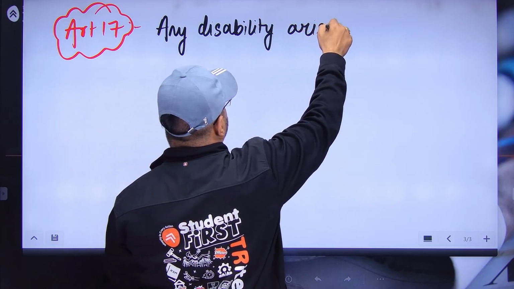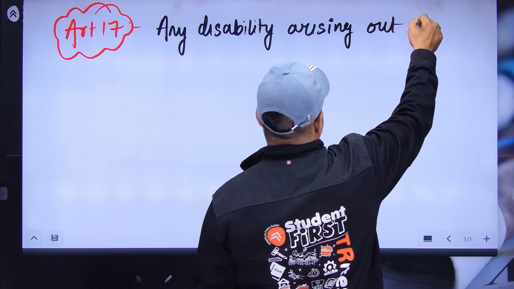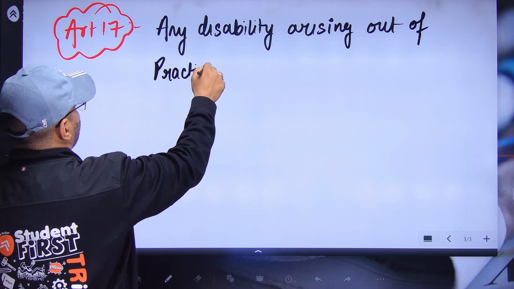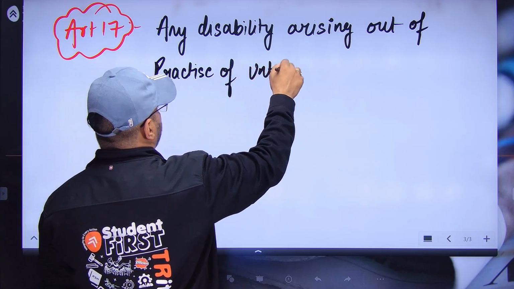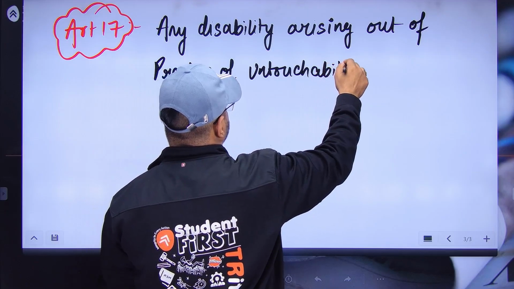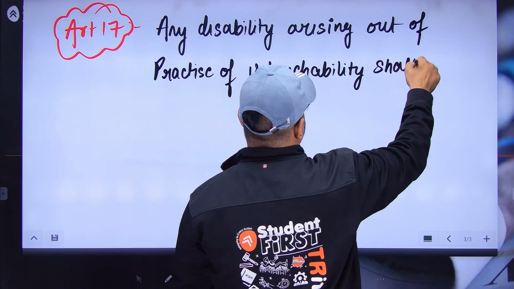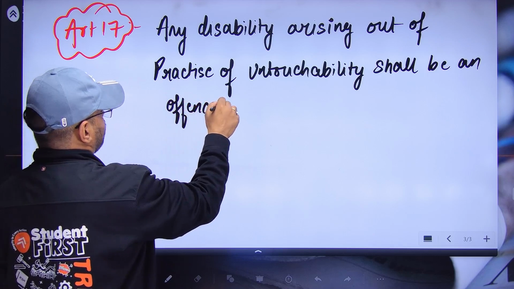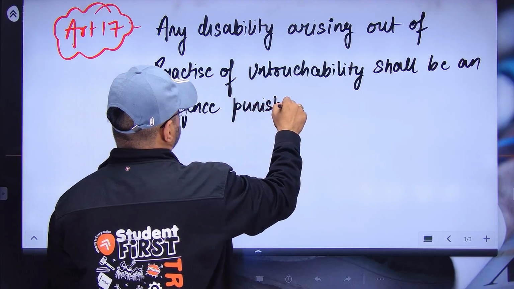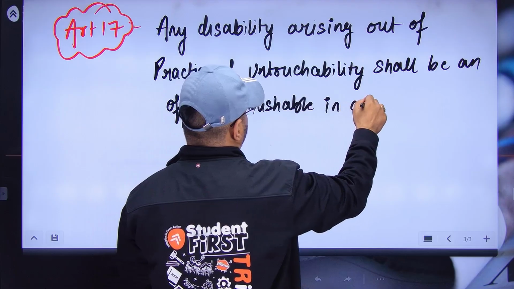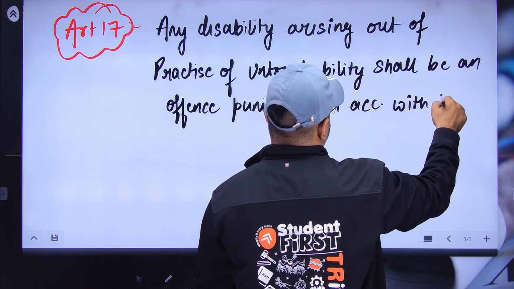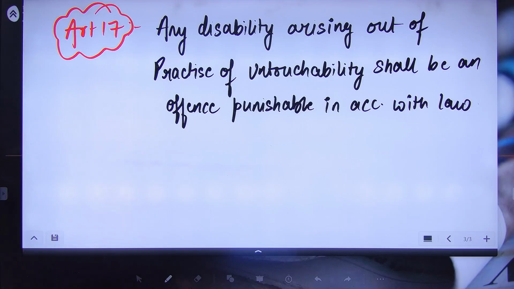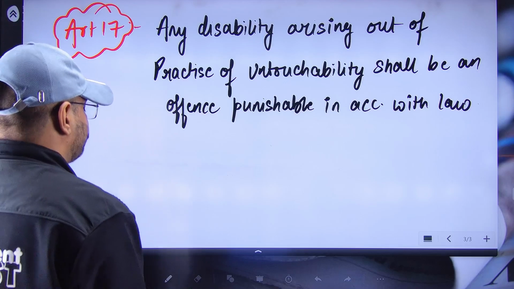arising out of practice of untouchability shall be an offense punishable in accordance with law. ठीक है, Article 17 says that any disability which is arising out of the practice of untouchability shall be an offense punishable in accordance with law.